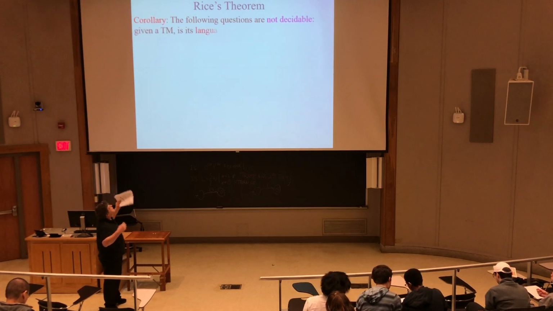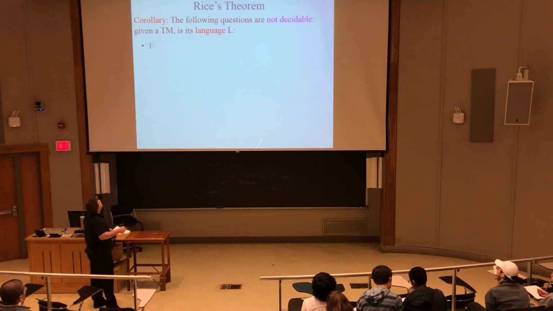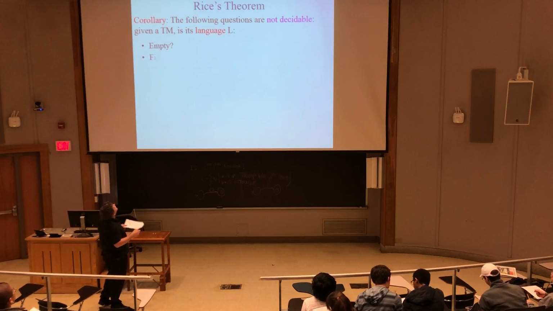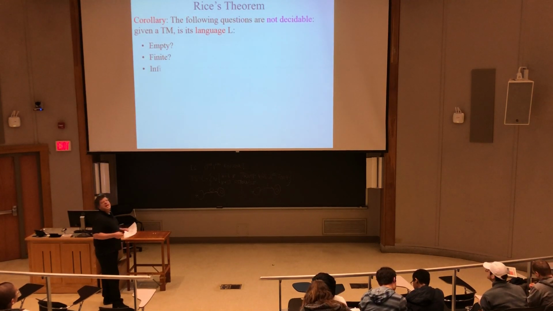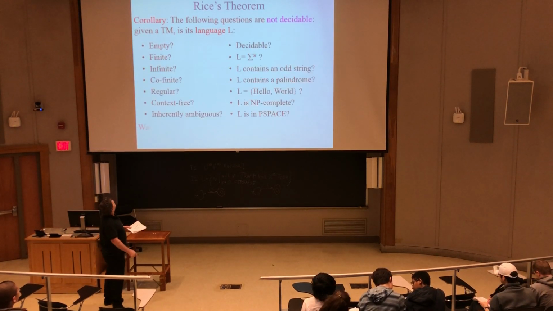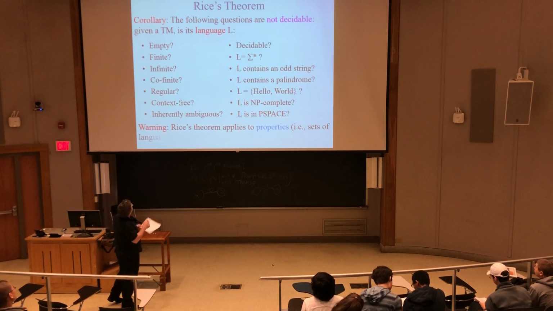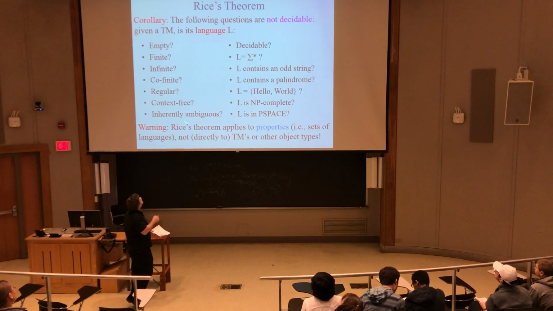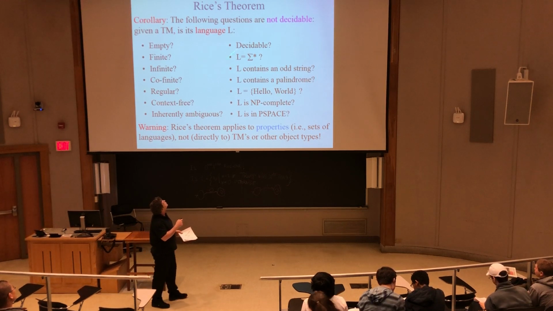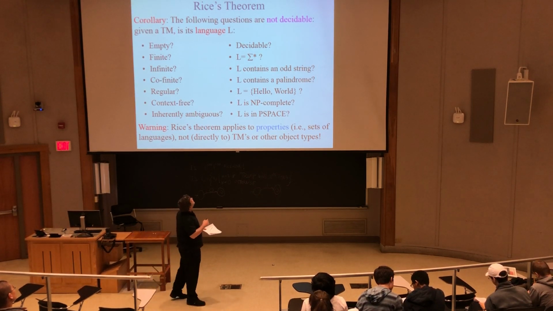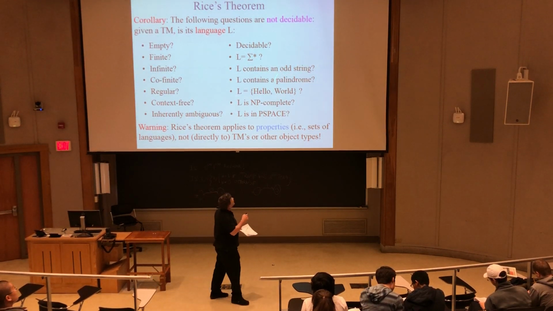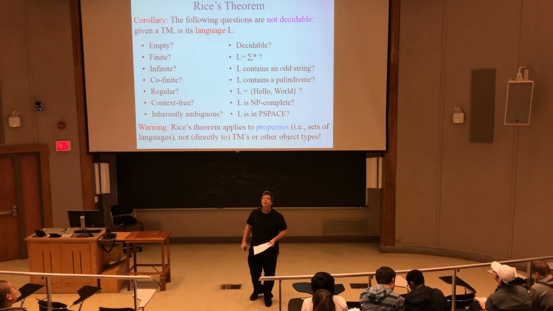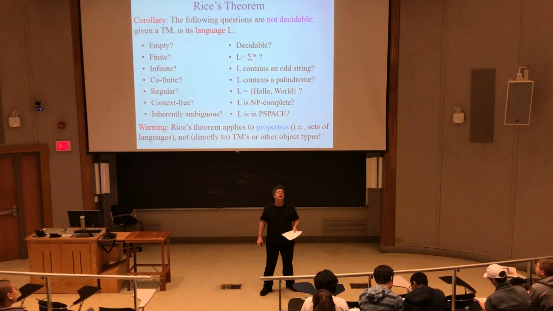here's one of the many corollaries of Rice's theorem. The following properties of languages are not decidable. Whether a language is empty, whether it's finite, whether it's infinite, whether it's regular, or we already saw that, whether it's context-free, whether it's ambiguous or inherently ambiguous, whether it's decidable, whether it's equal to sigma star, whether a language contains only odd strings or even strings, whether it's made up of only palindromes or not.